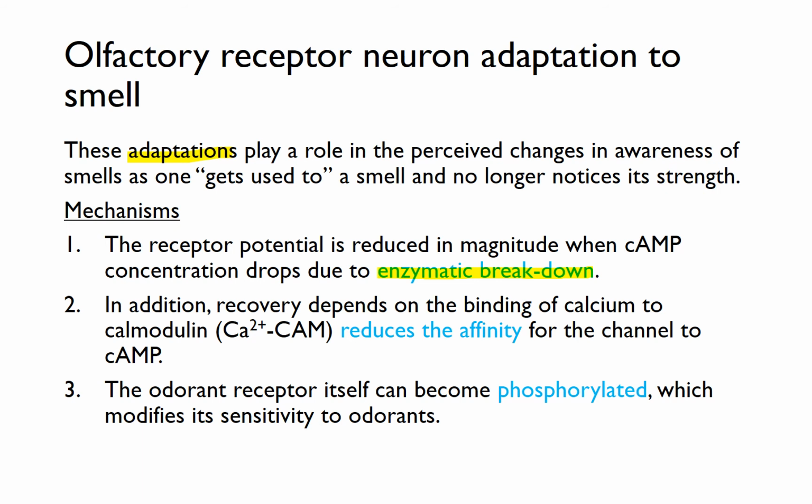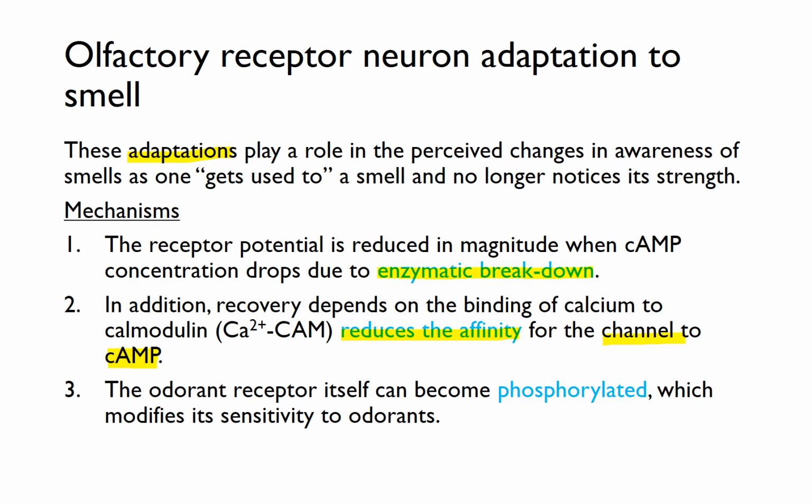Second, there is a recovery process that occurs because of the binding of calcium to its calcium signaling cascade. This is part of that physiologic magic that I showed you in the last slide. Calcium binding to its signaling cascade can reduce the affinity of the channel for cyclic AMP. So that calcium calmodulin signaling cascade and the cyclic AMP binding site for its ion channel has a reduced affinity eventually for cyclic AMP. So cyclic AMP can get broken down, and then the affinity for cyclic AMP decreases.